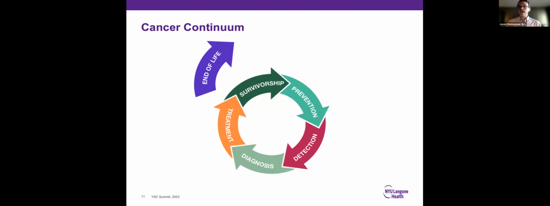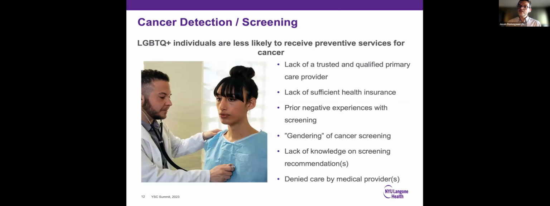So we do know that at every step of this cancer continuum, there exist disparities for LGBTQ plus communities, some of which are known and some of which remain unknown. And the unknown we'll talk about in a little bit. I just wanted to focus in on cancer detection and screening, as this is an important component because the earlier we're able to detect a cancer, the more likely we are to have success in treatment and cure.